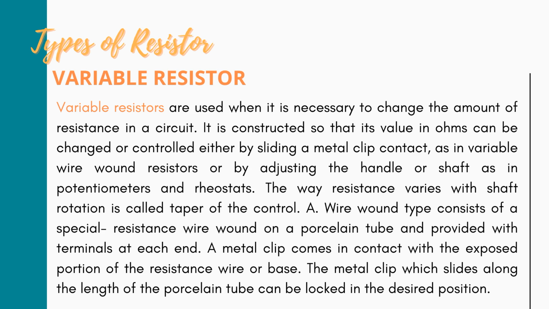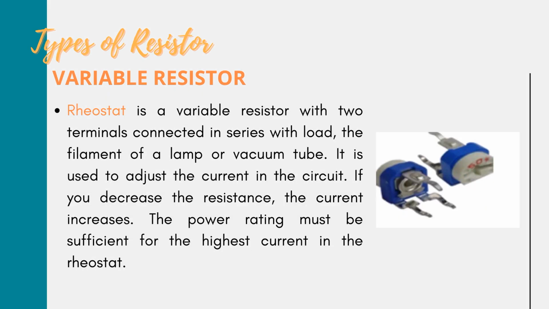A wirewound type consists of a special resistance wire wound on a porcelain tube and provided with terminals at each end. A metal clip comes in contact with the exposed portion of the resistance wire or base. The metal clip, which slides along the length of the porcelain tube, can be locked in the desired position. A rheostat is a variable resistor with two terminals connected in series with a load, such as the filament of a lamp or vacuum tube. It is used to adjust the current in the circuit. If you decrease the resistance, the current increases.